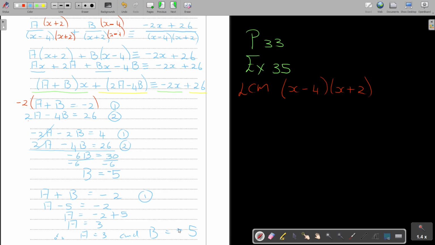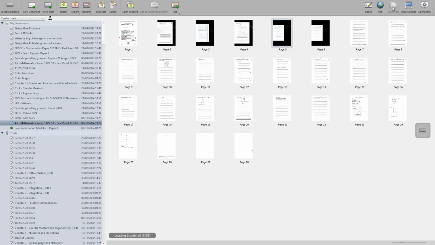Just work through the identities in the textbook, work through a few examples, and you will be able to do a question like this. Okay, let's just go to the exam report.